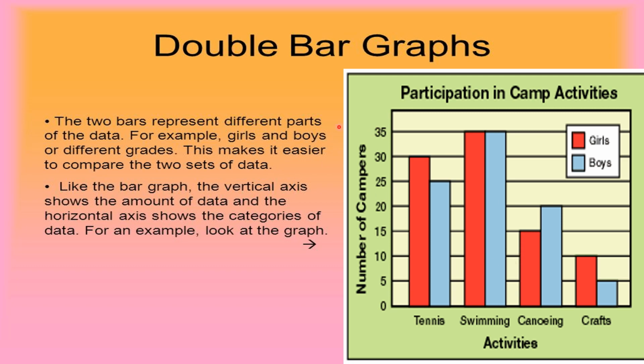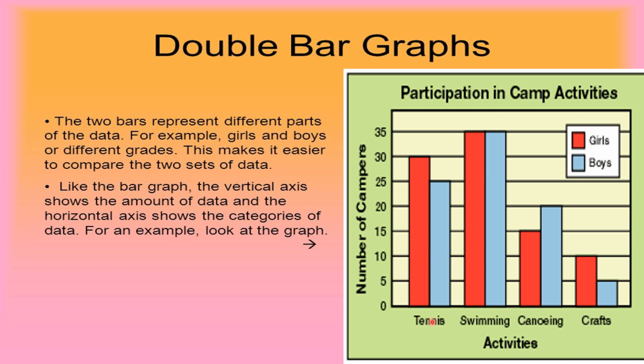For example, see here. This is a double bar graph, participation in camp activities. Here on the y-axis is the number of campers and on the x-axis, camp activities like tennis, swimming, etc. And here we have taken two symbols, a color code: dark pink for girls and light blue for boys. So there are two bars for each activity. That's why it is a double bar graph. There are two bars together in a double bar graph.